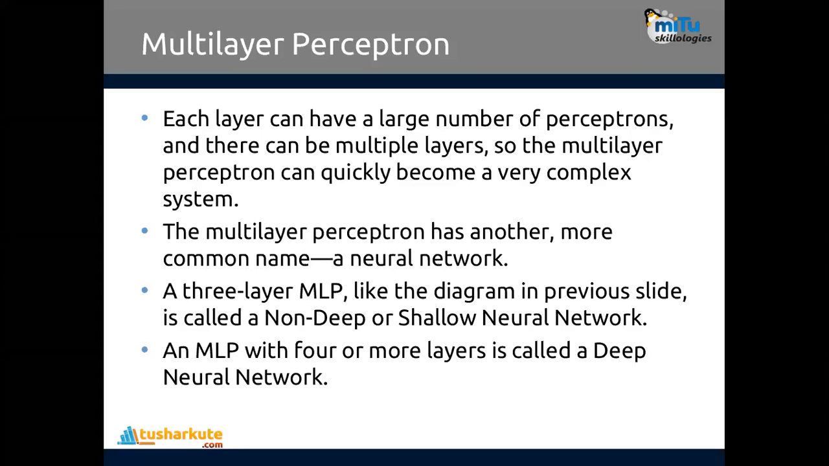Okay, so there can be multiple layers. So a multi-layer perceptron can quickly become a very complex system. A huge number of things can be connected there. If you know the concept of decision tree, you might have heard about decision tree or random forest. Random forest is the extension of the decision tree algorithm. That is also one of the complex architectures available.